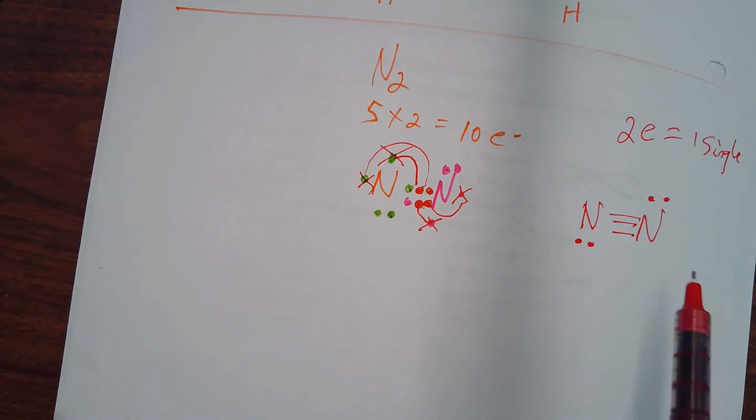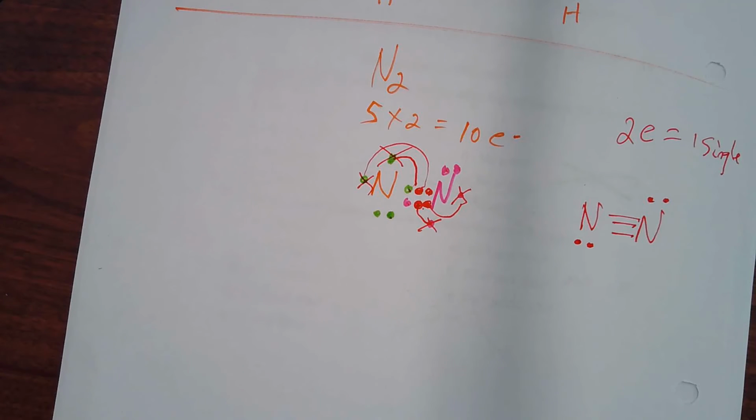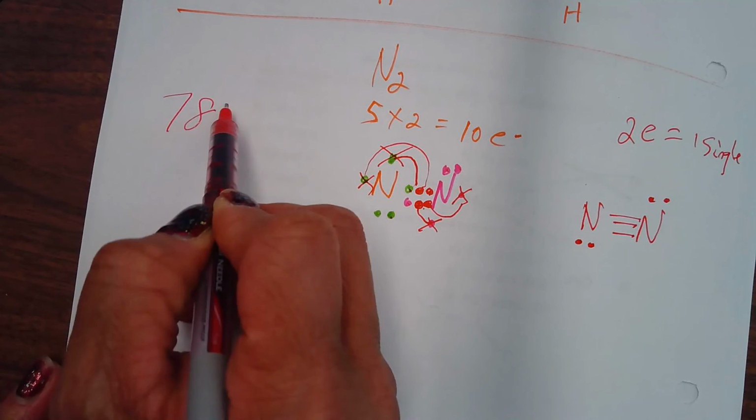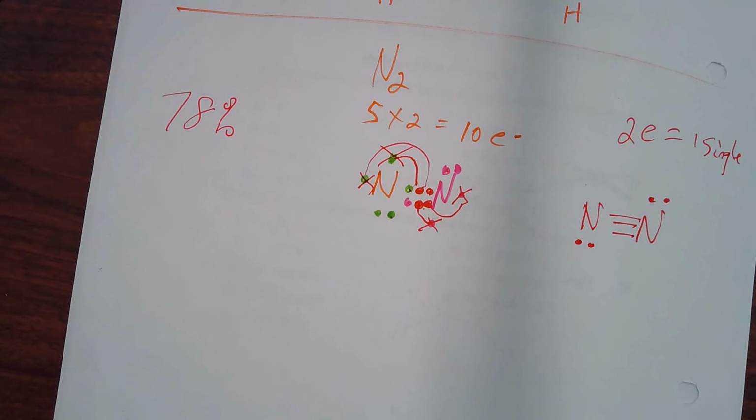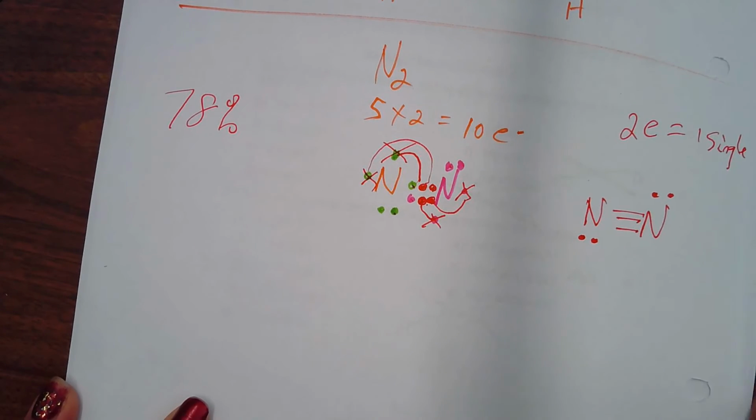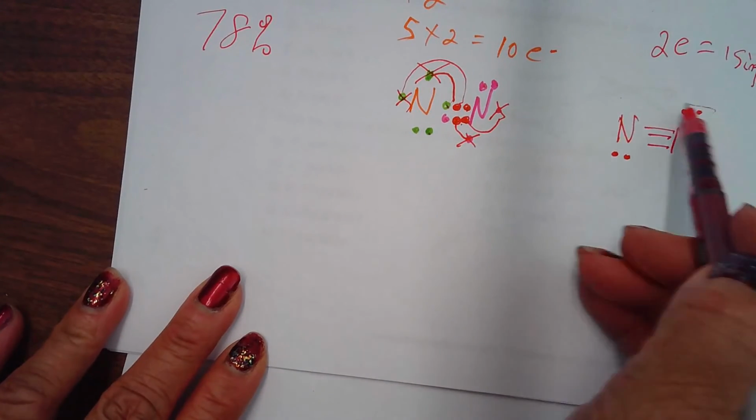And guess what? This is what you're breathing in right now. This N2, 78% of the air around you, right around here. When you take a breath, go ahead, take a deep breath. There you go, N2 into your lungs. You just did. That's what you have.